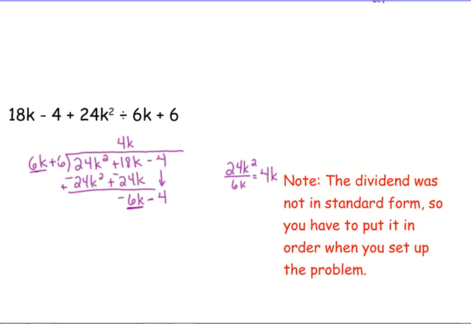First term divided by first term. So negative 6k divided by 6k. Negative 1. Multiply the negative 1 times the 6k plus 6. So negative 6k minus 6. Change your signs and add. First term cancels. Negative 4 plus 6 is positive 2. That is our remainder. We put that over our divisor.